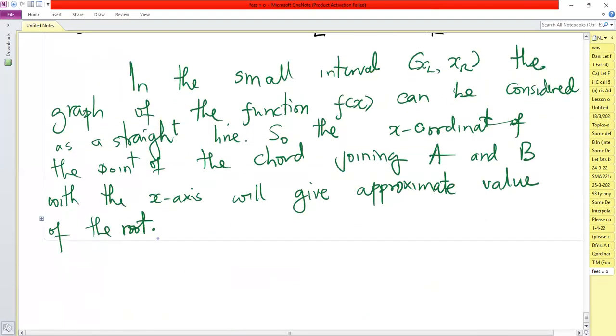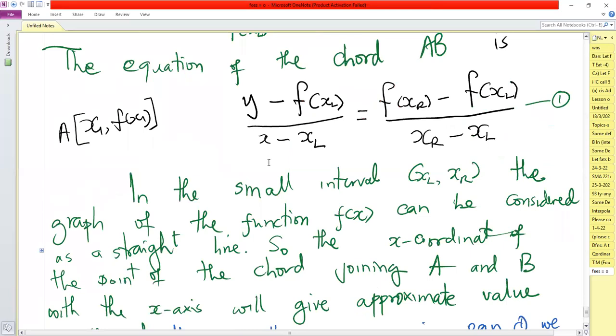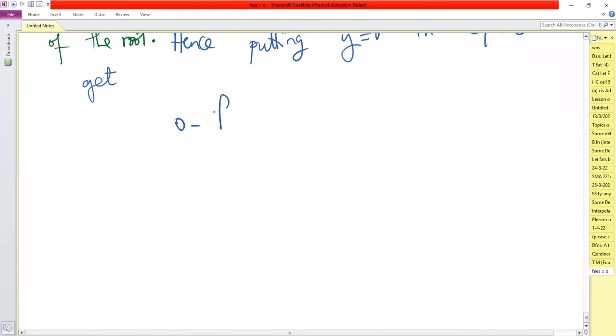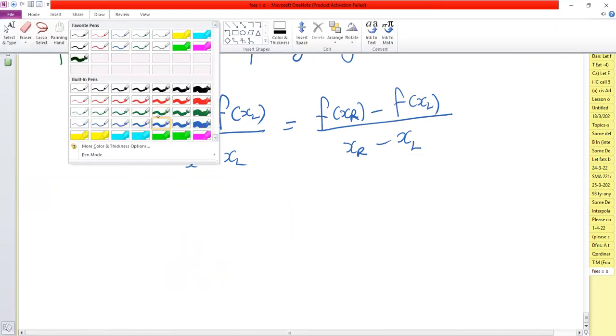Therefore, in this equation one, putting y equals zero, we get, since I have assumed that the equation of the curve y equals f of x is the same as the equation of the chord, we replace y with zero because the value of y on the x-axis is zero. So we'll have zero minus f of xl divided by x minus xl equals f of xr minus f of xl divided by xr minus xl. Now let's solve for x in this equation. Remember, x is the unknown which we need to solve.